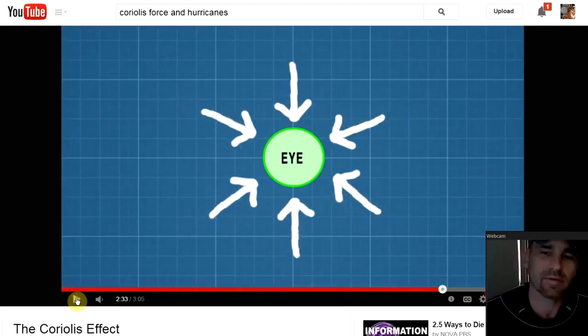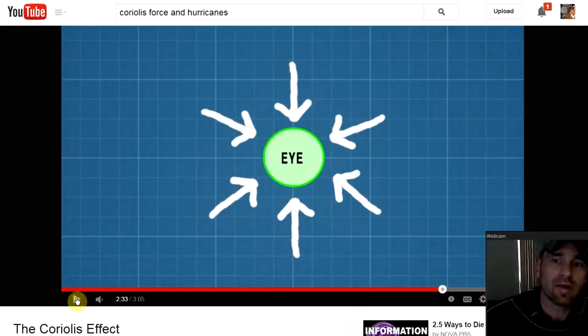See, they have to explain why, according to the Coriolis effect, it would be deflecting toward the right in the northern hemisphere. Yet we have the hurricanes going counterclockwise in the northern hemisphere, so they have to make up this bullshit explanation. Watch.